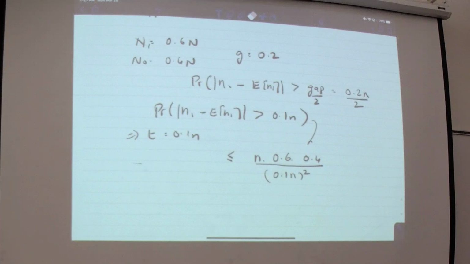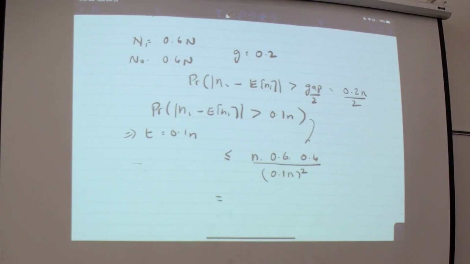If we simplify this again, what is this? This is 24 divided by n. So what we're saying now, which is a little bit more interesting, is that the probability that your estimated value of n1 deviates from its expected value is a number that decreases with n. Which means as small n, your sample size, increases, the likelihood of this happening gets smaller and smaller and smaller. And this is exactly what you want.